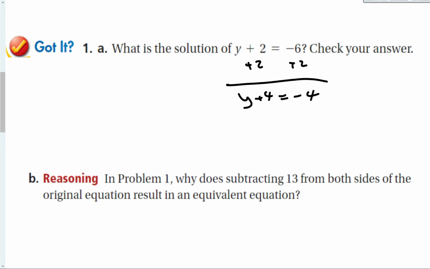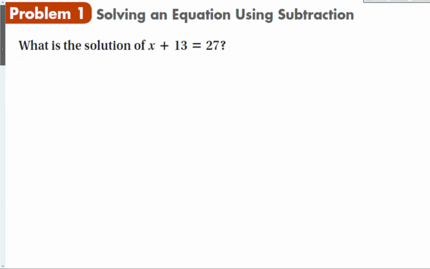Okay? So why does subtracting 13 from both sides of the original equation result in an equivalent equation? Because, and I cleared this off, when I subtract 13 from both sides, we still have x is equal to 14. This is still a similar equation because we're doing the same thing to both sides, okay? So we have an equivalent expression coming from the subtraction property of equality. Okay? So when I subtract the same number from both sides, I get the same expression.